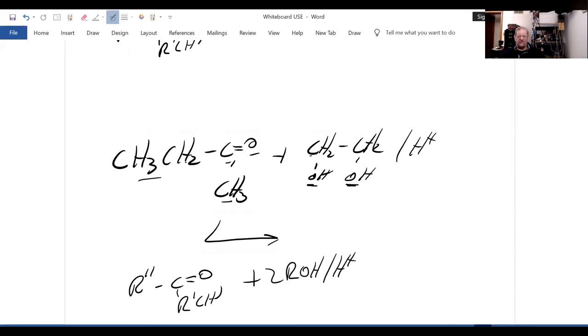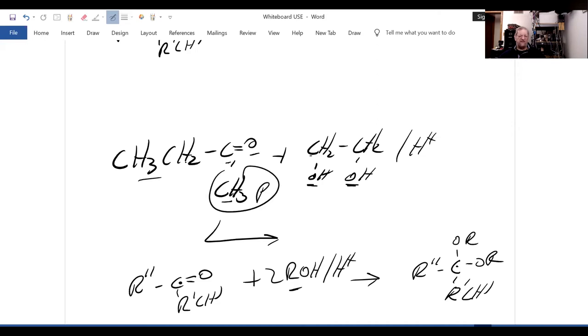Acid catalyst. Keep your eye on the carbonyl carbon. What's attached to it? R prime or hydrogen, R double prime. You'll get two oxygens, and the R group from the alcohol is on the oxygen. Well, what's R prime? Methyl, R double prime, ethyl. If you switch them, that's okay. It's the same molecule.